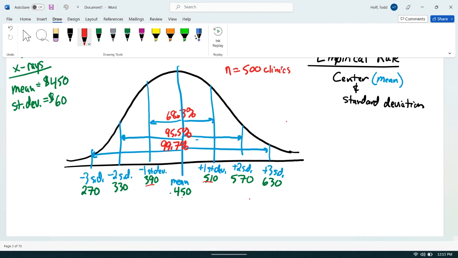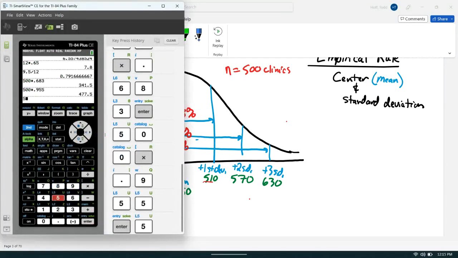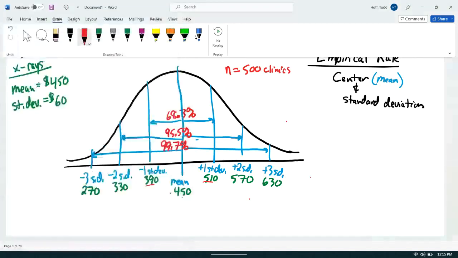So we're saying that of those 500 clinics, 99.7% or 498.5. So 498 or 499 of them would be between $270 and $630 for x-rays. So only 1 or 2 clinics would be outside of that range. And statistically, they say 1 would be less, 1 would be more than that range.